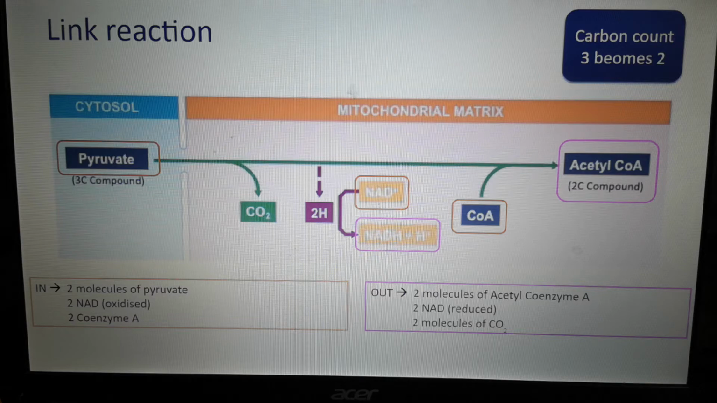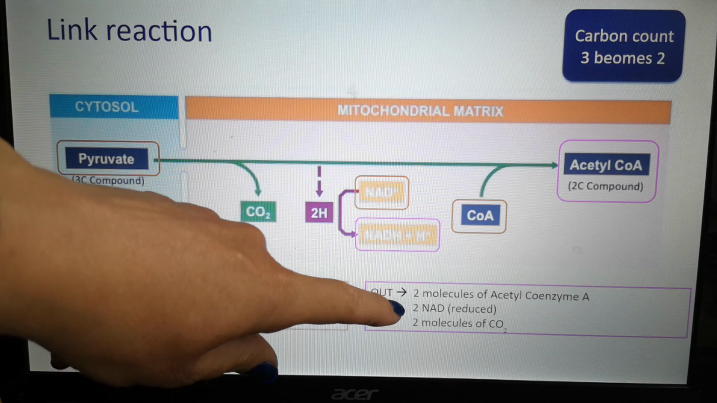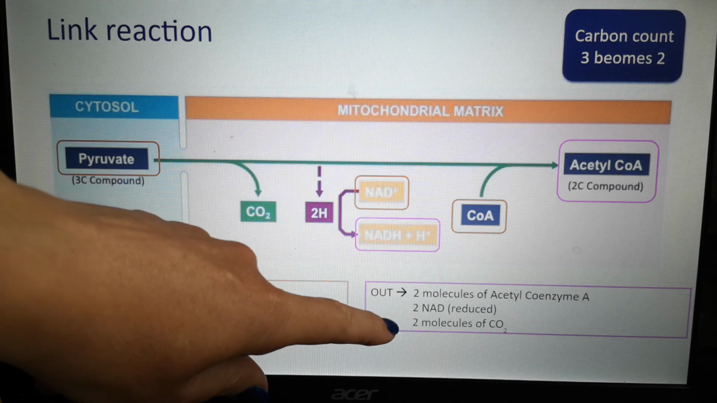But really important, remember we entered the link reaction with 2 pyruvate molecules because each glucose molecule produces 2 pyruvate molecules. So when we're talking about the link reaction, and indeed anything after the link reaction, we have to double all our numbers for each glucose that we get. So in the link reaction, our total is 2 molecules of pyruvate going in. And because we've got 2 molecules of pyruvate going in, we're going to end up with 2 molecules of acetyl coenzyme A, 2 molecules of reduced NAD, and 2 molecules of CO2 coming out.